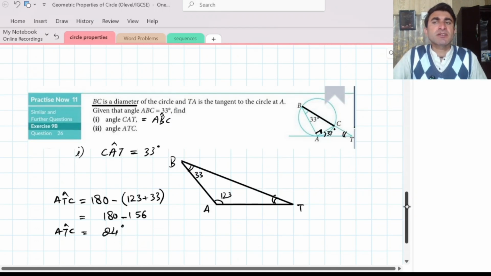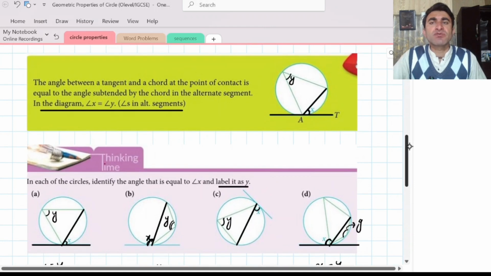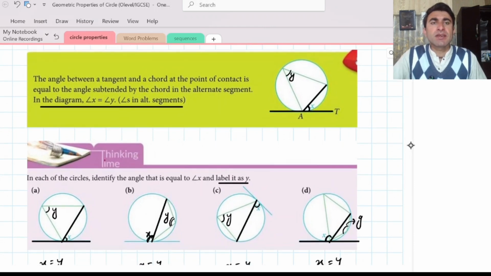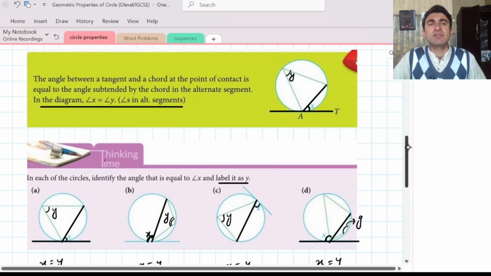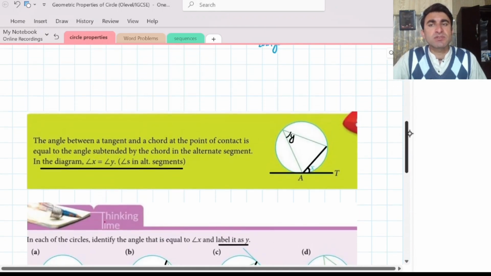So this was practice now 11, and these were the last and final properties from the angle properties of circles. In coming videos we will first discuss the exercise 9B questions, and then we will move to past paper questions, and we will discuss the past paper questions in detail.